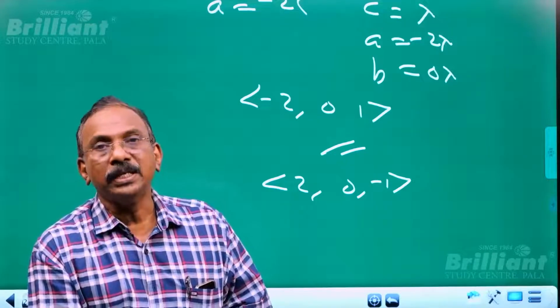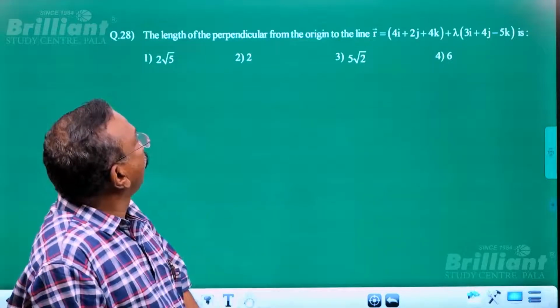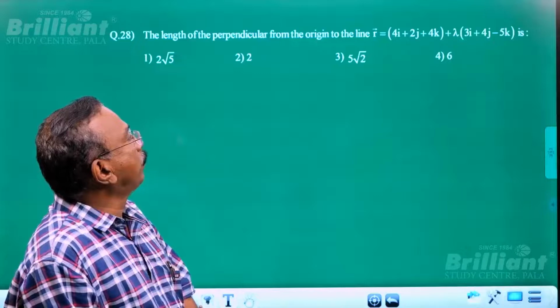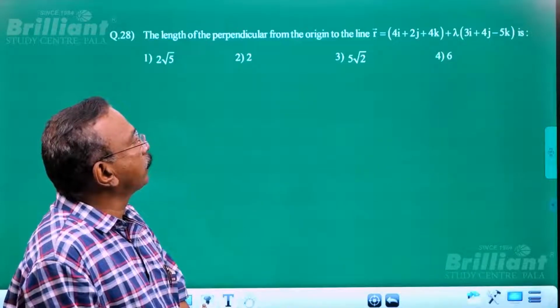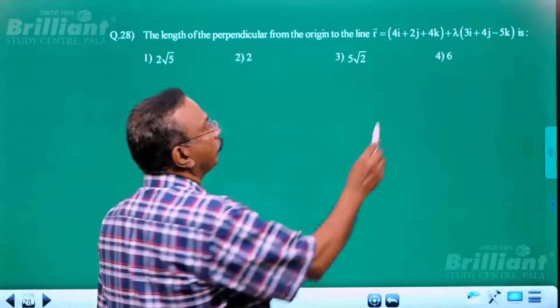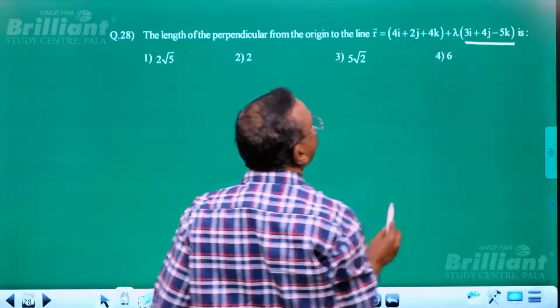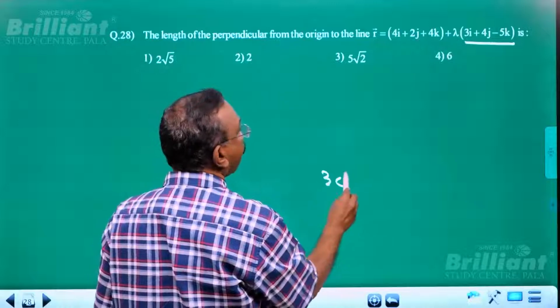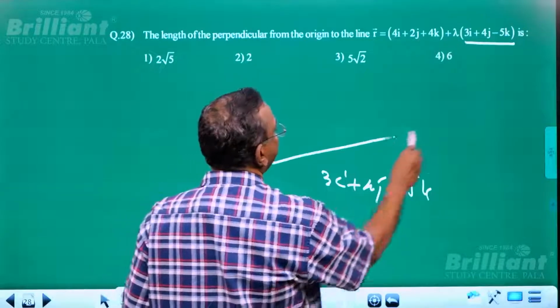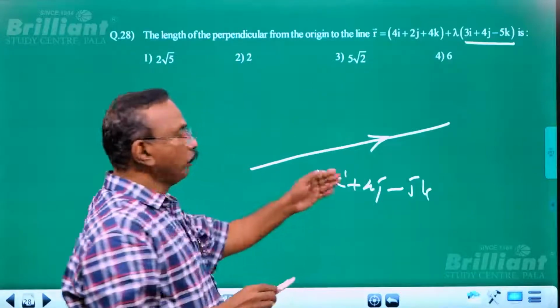Now question number 28. The length of the perpendicular drawn from origin to a line 4i plus 2j plus 4k plus lambda times 3i plus 4j minus 5k. So this is a line. I mark 3i plus 4j minus 5k is there. This is the line parallel to this vector.